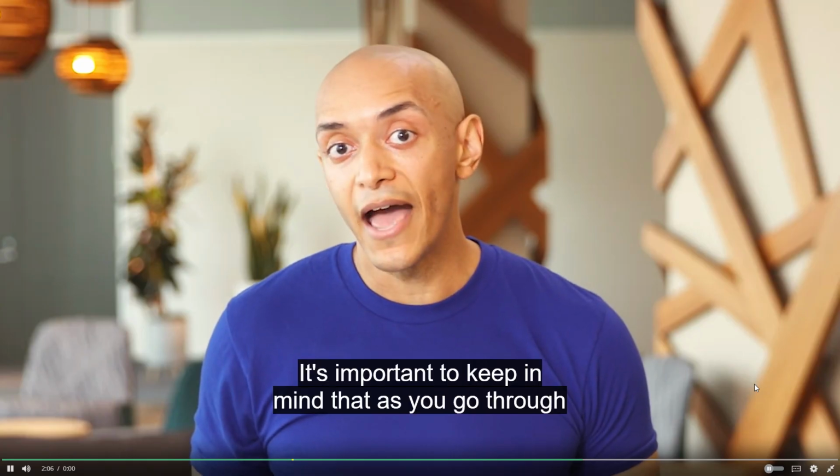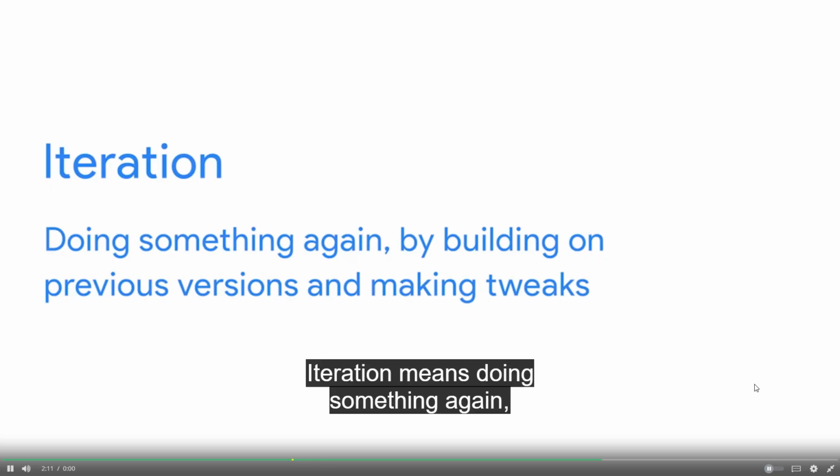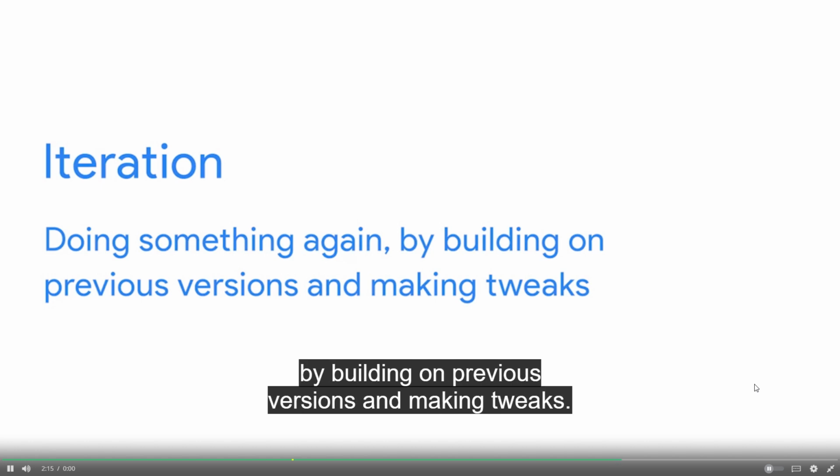It's important to keep in mind that as you go through this process, iteration is key. Iteration means doing something again by building on previous versions and making tweaks.